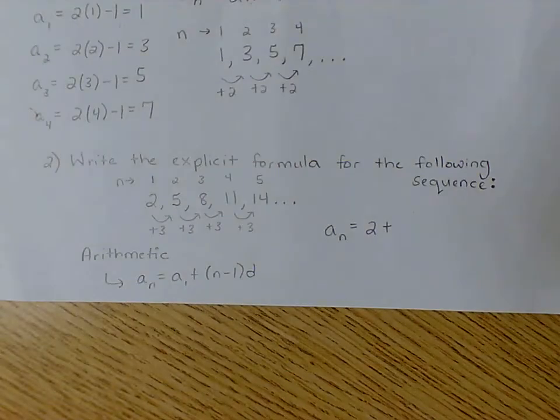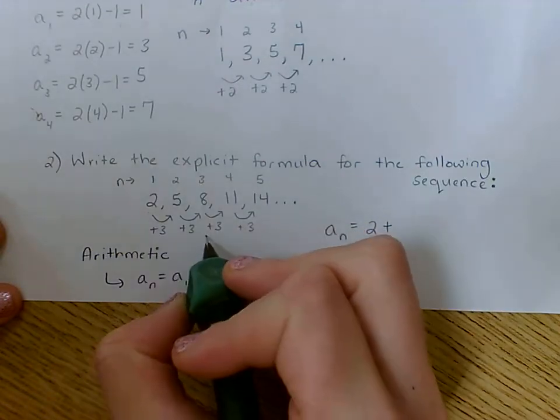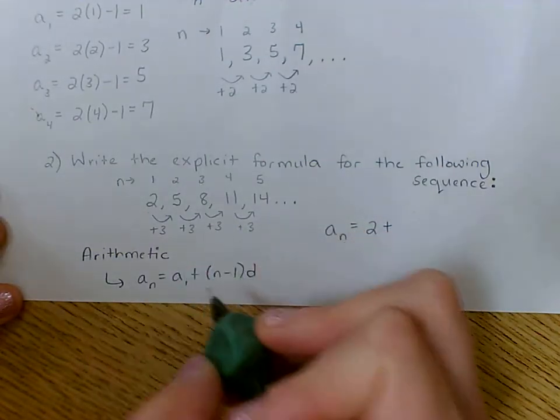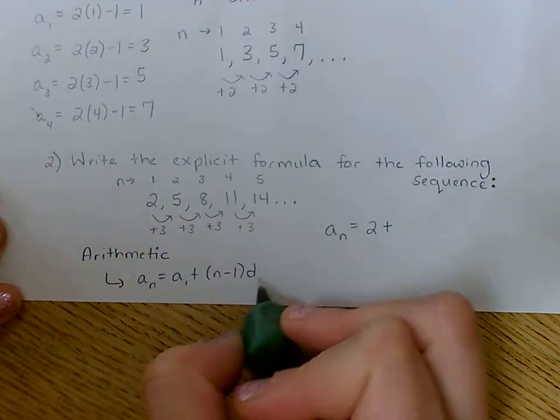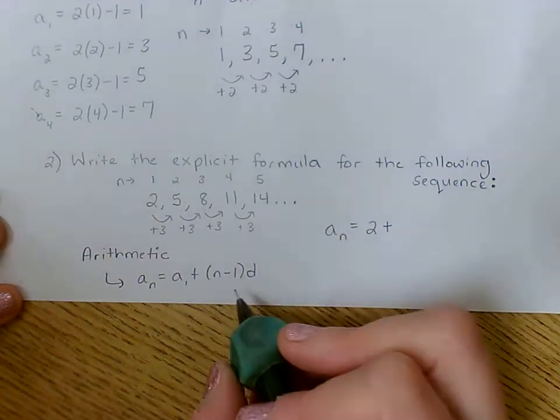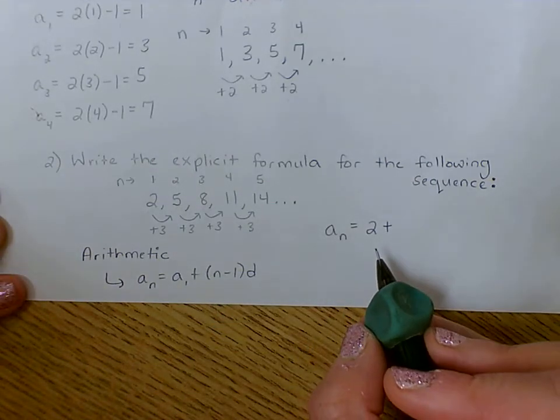To get to, sorry, my lights just went off. Sorry. To get to the 4th term, you actually only add 3 times. So 1 less time than the position you're getting to. So that's where this formula comes from, all right? So that's why you have that minus 1 there. Some people get confused by that part, okay?